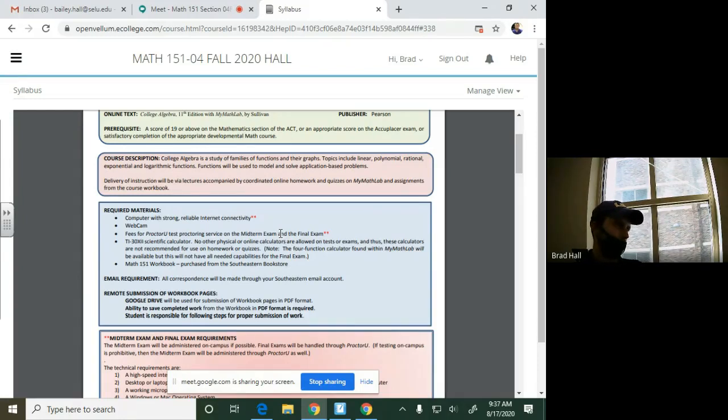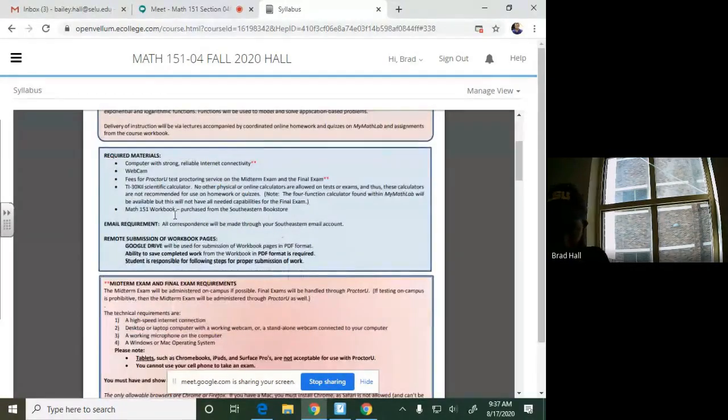So if anything, you're not going to need it this week. I'm pretty forgiving about that. Maybe by next Friday, but again, that'll be a rolling thing. Mainly the calculator, because it's going to help you a lot. So that's the materials, email requirement.